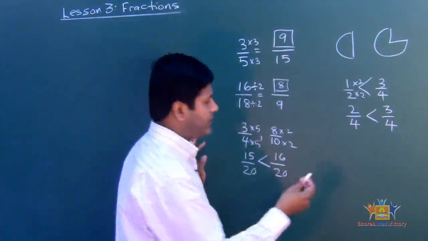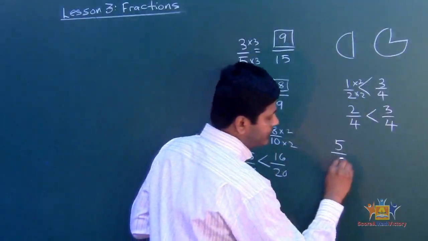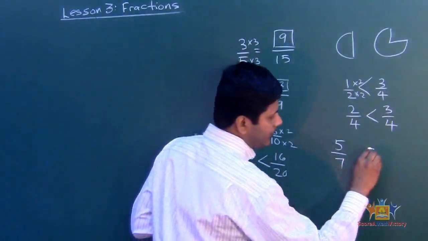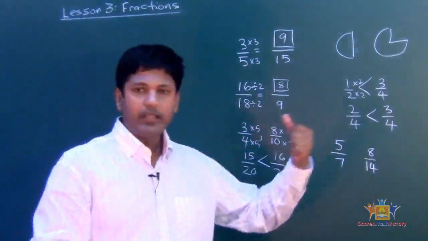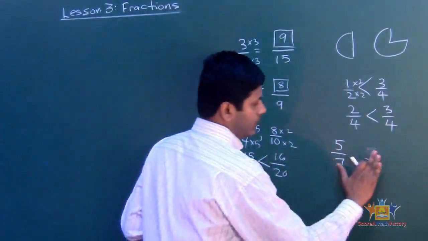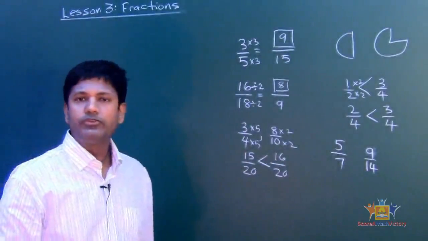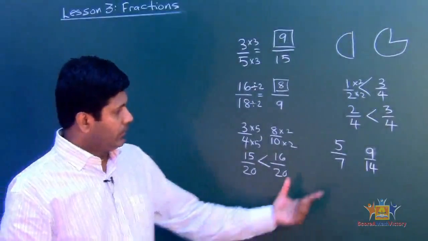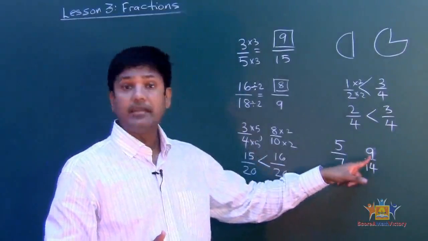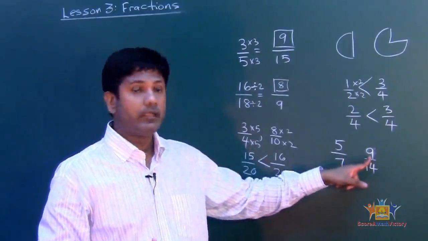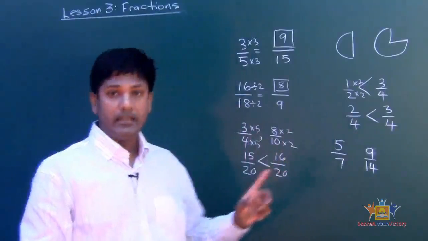Let's do another one. Let's say, for example, this time I give you 5 over 7, and 9 over 14. Okay, that's a good one. So we want to find out which one is bigger. Look at that, 7 and 14. They're not common denominators. No way. You can't just say 9 is bigger. There's no way you can do that. Why? Because the denominators are not common. You have to make the denominators common.